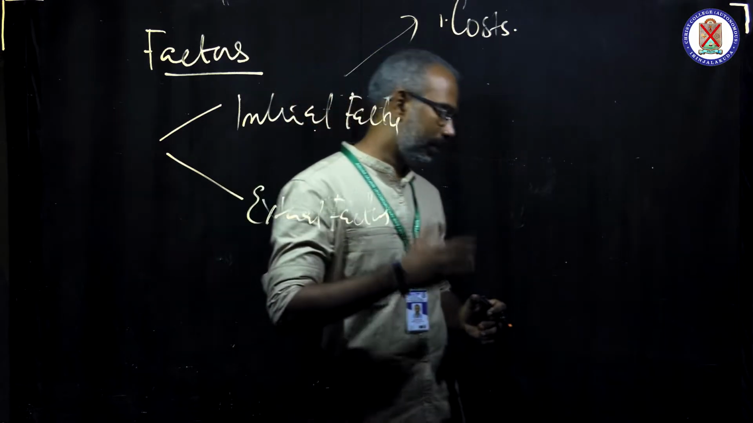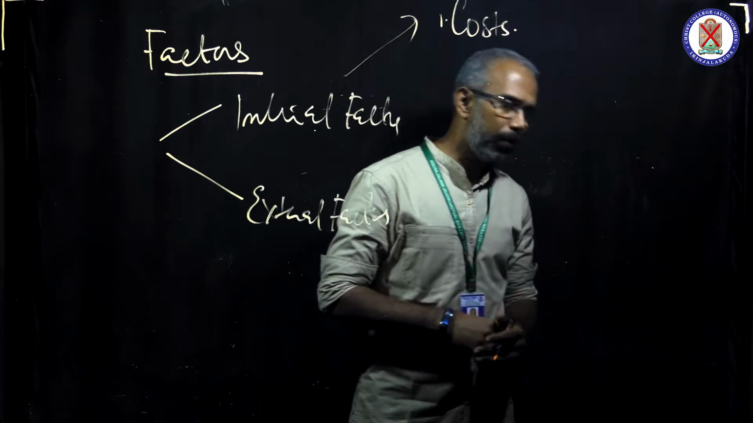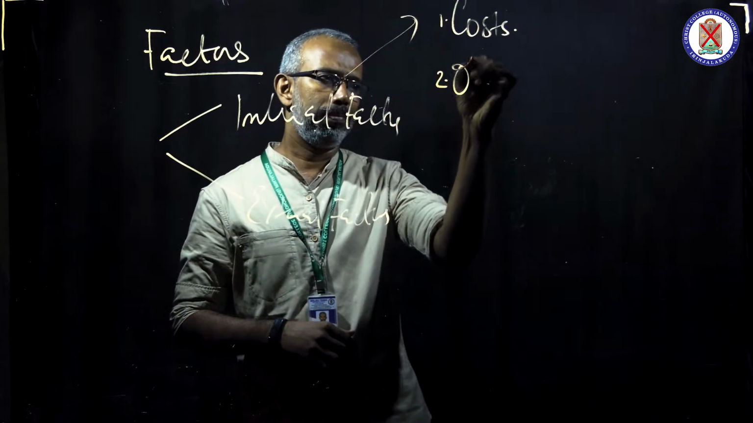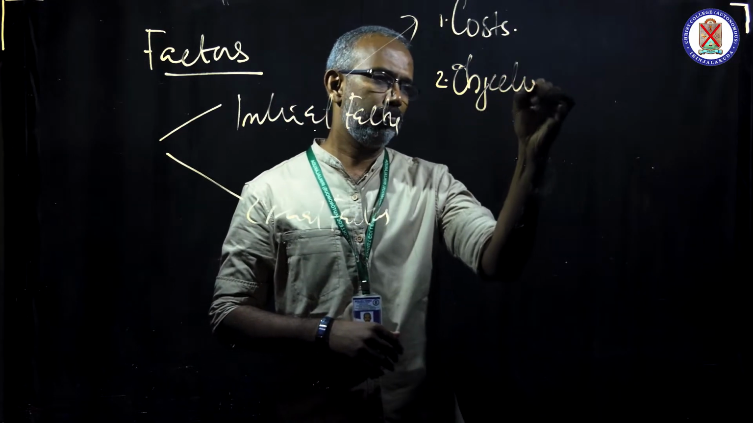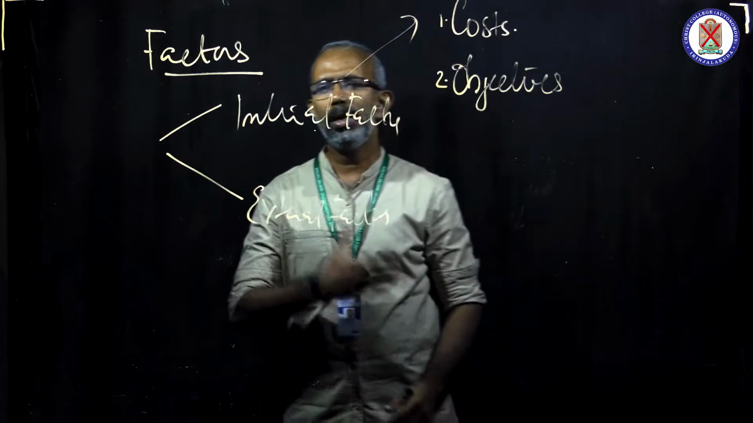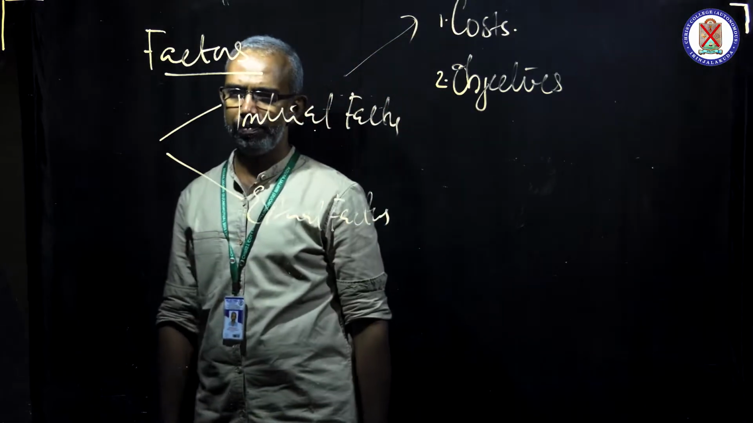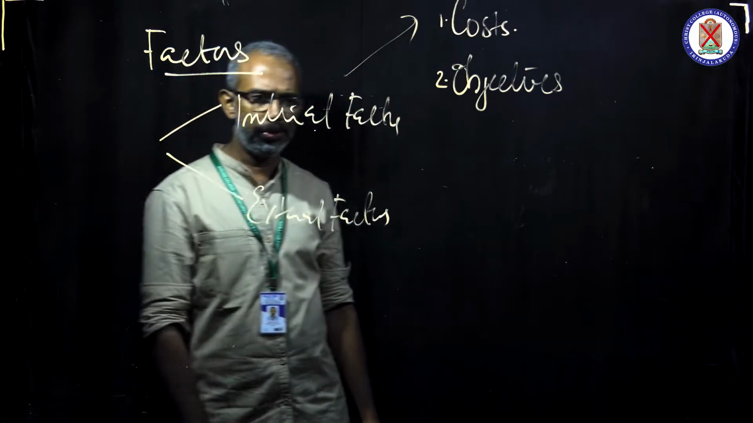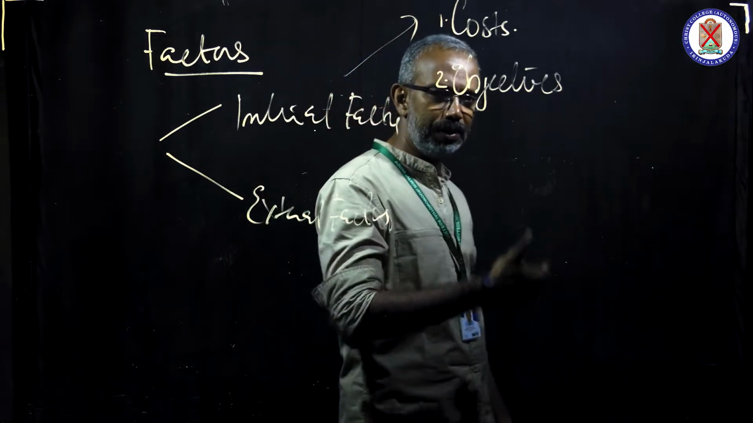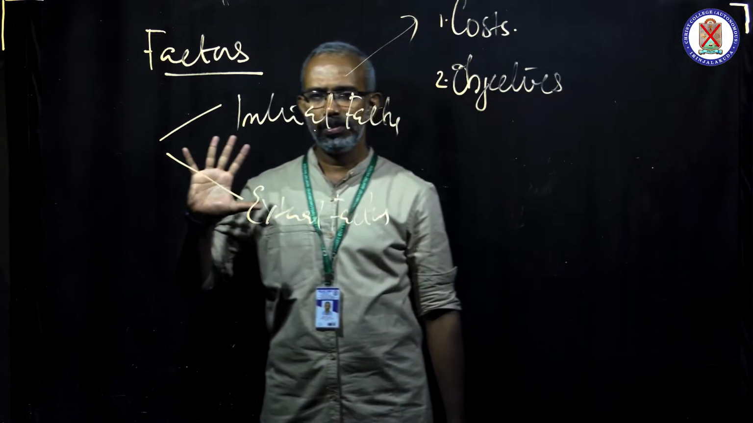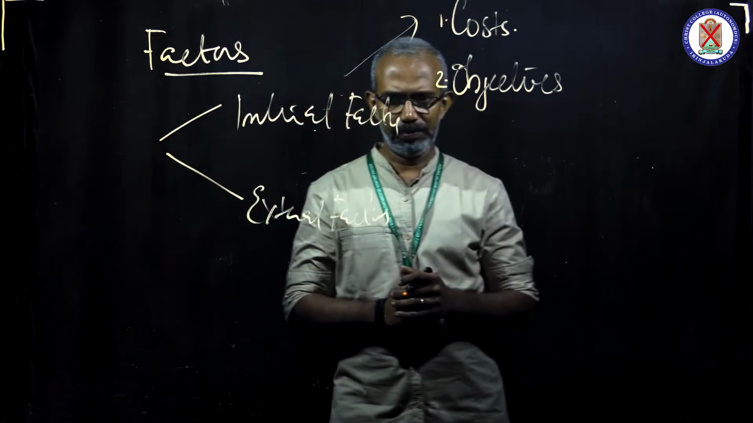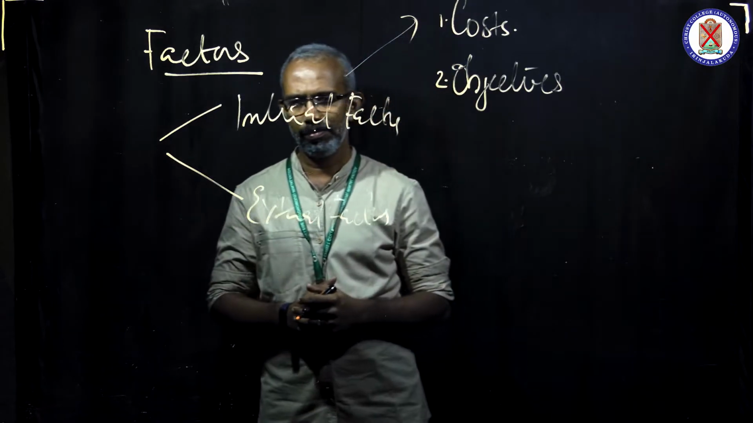Now let us move to the second point. The second point is objectives. What are the objectives of your marketing program? There can be different objectives. There can be one singular objective. There can be multiple objectives. Depending upon these objectives, you will have to fix the price.